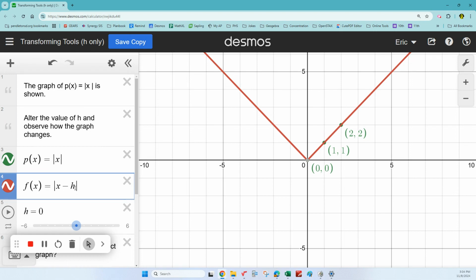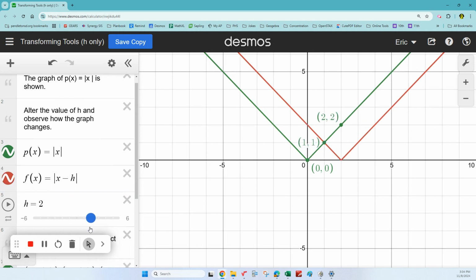If I subtract 2 from x inside the absolute value, point the direction you think is going to slide this thing. You'd think to the left, wouldn't you? But it's not. Look what it does. Slides it to the right. Okay? And here's why. There's a couple ways you can think about this, and I'm going to tell you both of them, and I think when you connect these dots, it'll make sense.